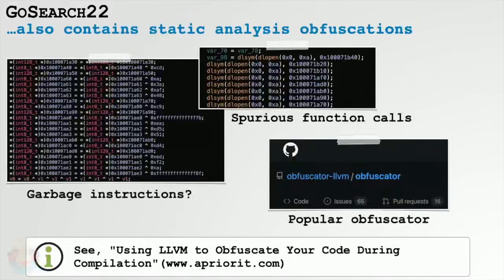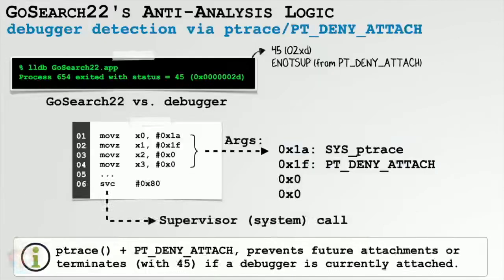It's also important to note that if we load the GoSearch22 malware, the parent malware, into a disassembler and try to decompile it, it just turns out to be junk. The malware authors have obfuscated the code. I believe they used the public LLVM obfuscator, which adds garbage instructions and spurious function calls. Again, this is just an effort to complicate our analysis and confuse the decompiler. So again, unfortunately, we have to use the disassembler and kind of get down and dirty with ARM64.